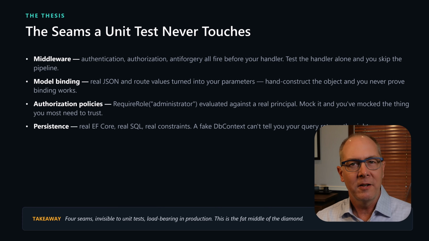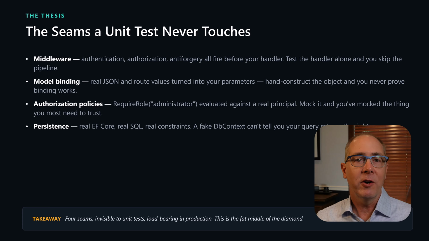So what are the scenarios that a unit test doesn't touch? Well, there's really 4 obvious ones. And the first one is middleware. Now, middleware are all the components that are inside your ASP.NET Core pipeline that process the request before the endpoint's handler ever gets invoked. Things like authentication, authorization, anything like handling an anti-forgery token. And you really should have a way to test those things, but if you're just unit testing, that's not going to happen. Model binding is another great example.